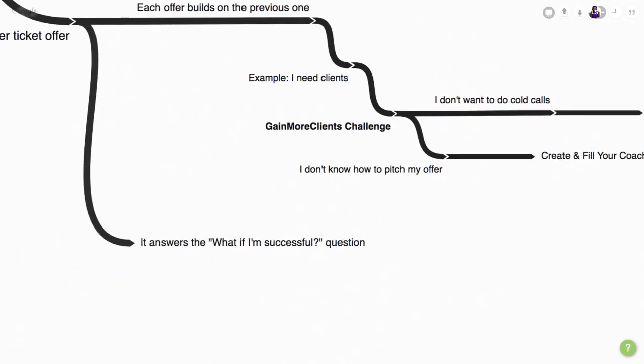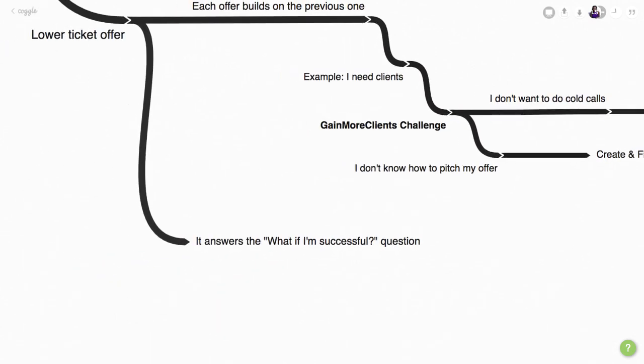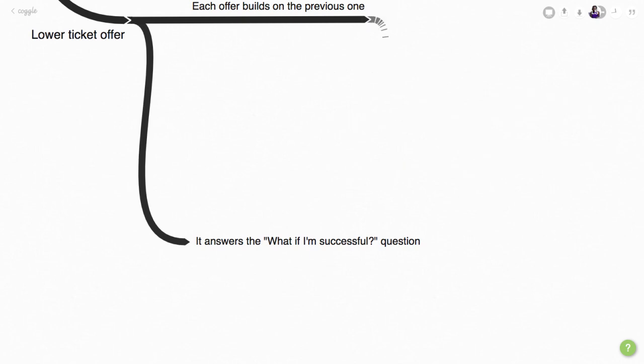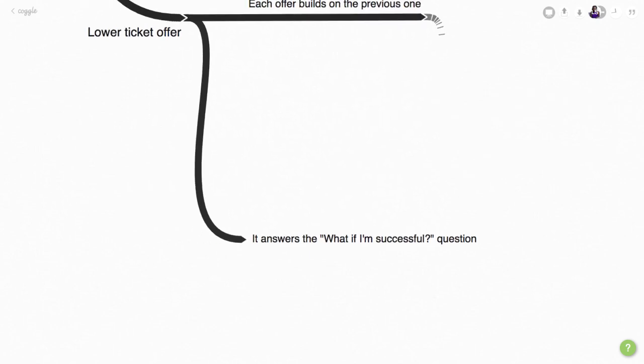And I feel like this is most important, which is the low ticket offer should answer the what if I'm successful question. The reason that someone just signed up for your free thing is because they absolutely want the results that free thing offers. For example, let's say that you're a Pinterest strategy coach. And I'm using that because I've recently been researching stuff on Pinterest and I'm super overwhelmed right now.